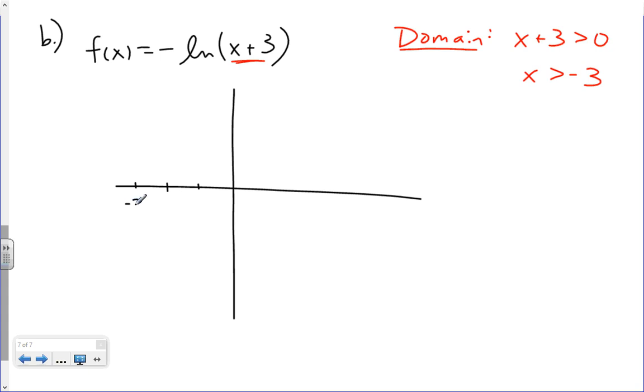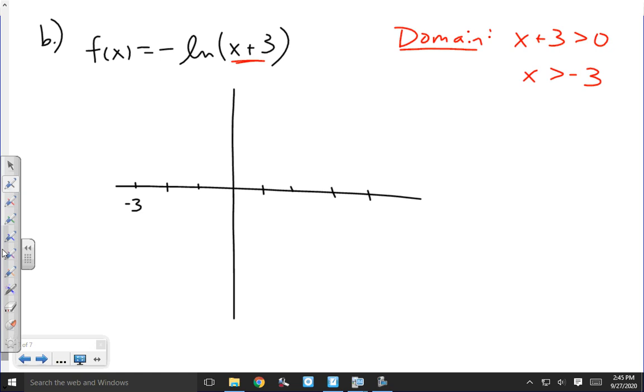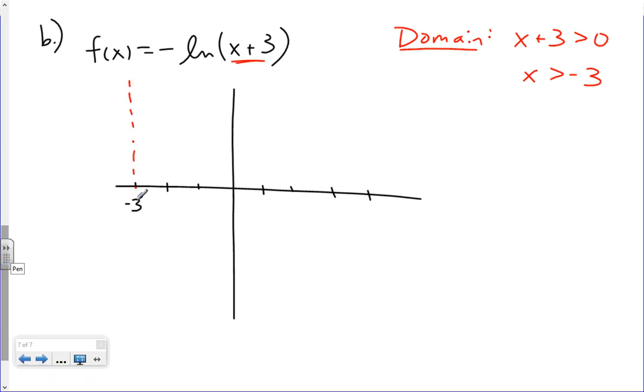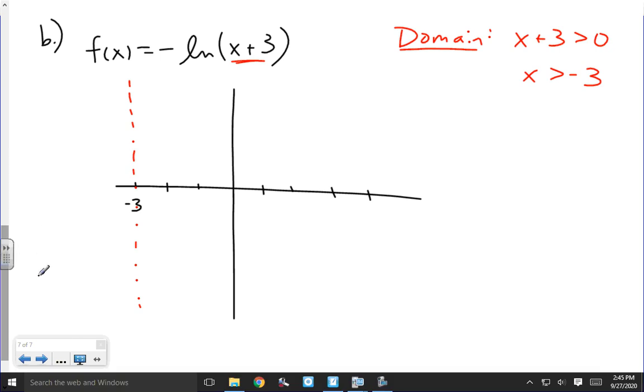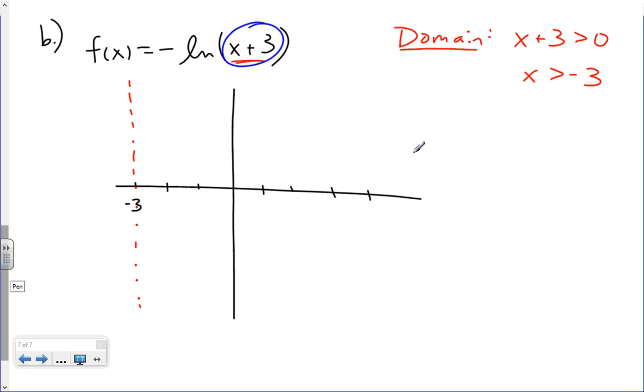So here's negative 3. I'm expecting to see a vertical asymptote right here at negative 3. And I cross the x-axis, my x-intercept, whenever this quantity is 1, because the log of 1 is equal to 0. So wherever x plus 3 equals 1, subtract 3, and we get x is equal to negative 2, right? So I'm going to expect to see we cross the x-axis right there, and we can sketch what this looks like roughly.